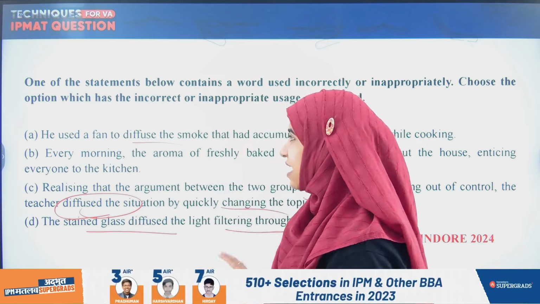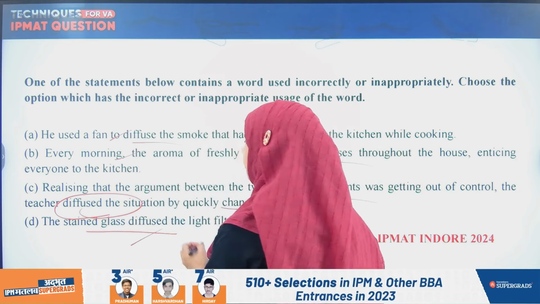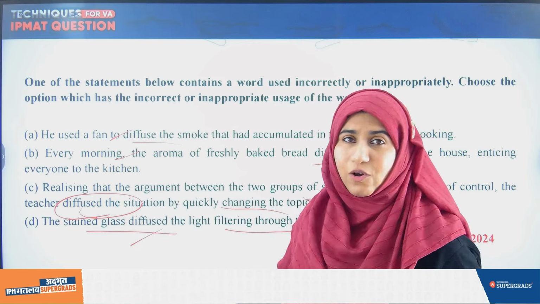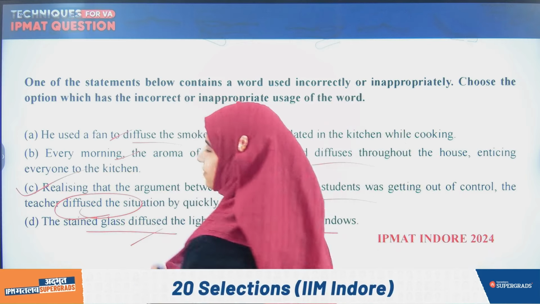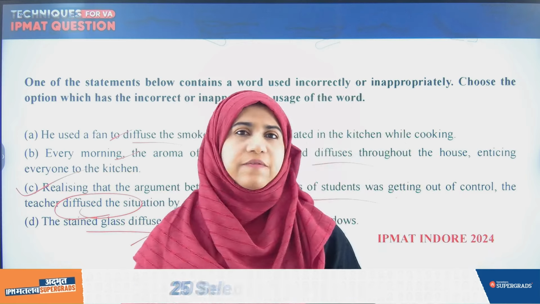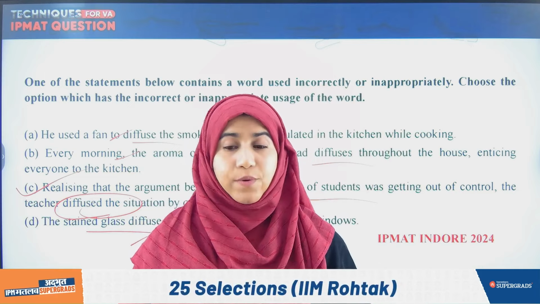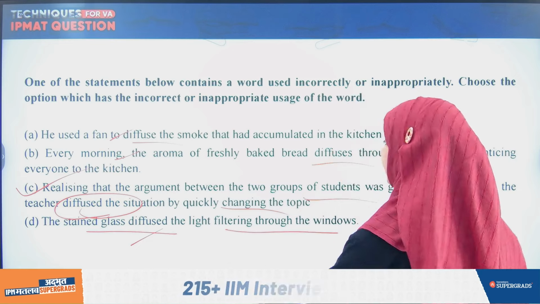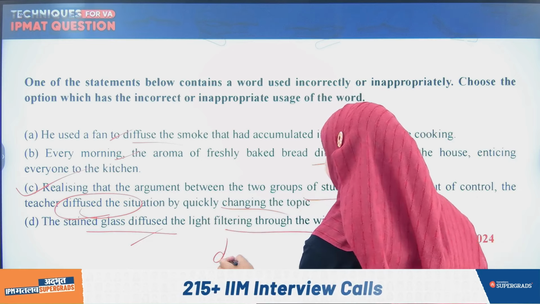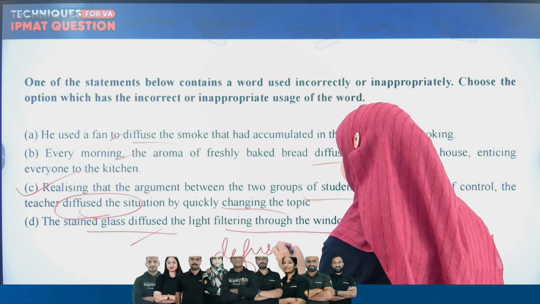So we can clearly see A, B, and D are used in the same way. C is the odd one. So C is going to be the answer. Now, by the way, even if you don't know what was supposed to be the right word in C, let me tell you about it. The right word had to be diffuse.